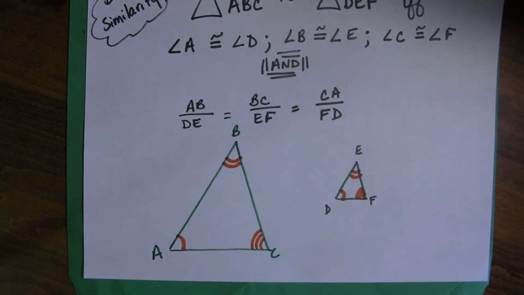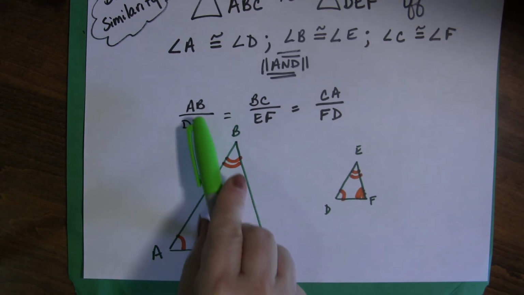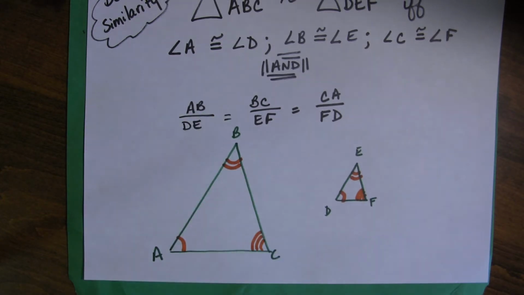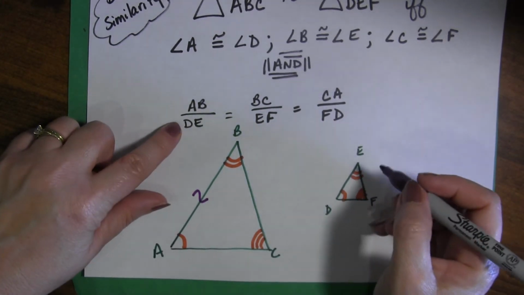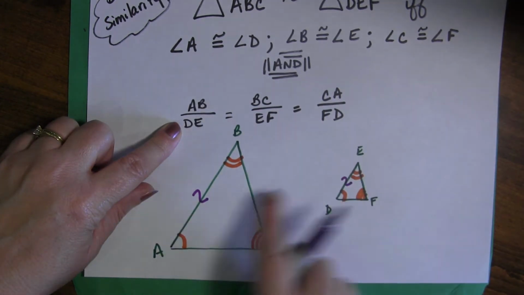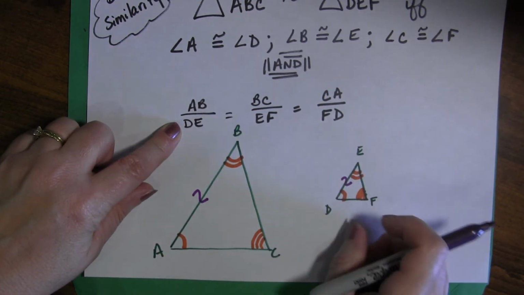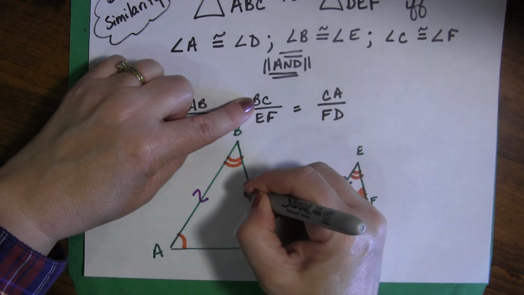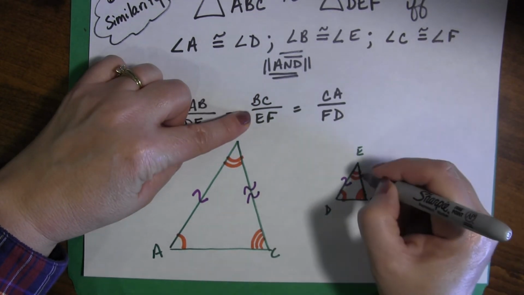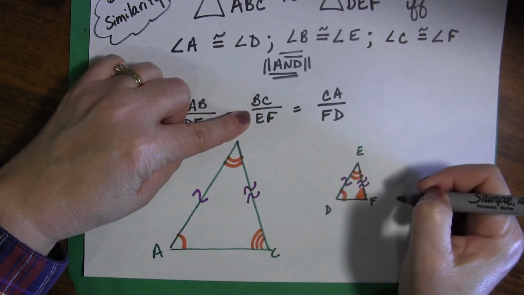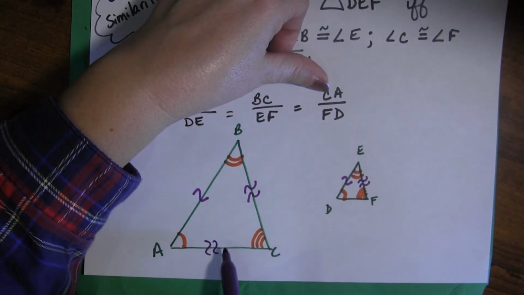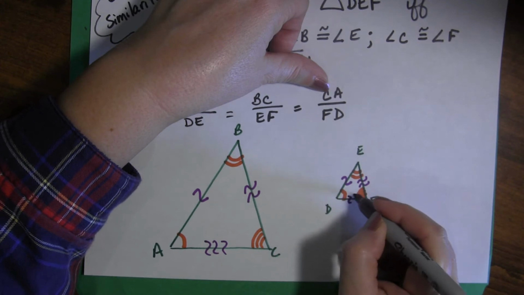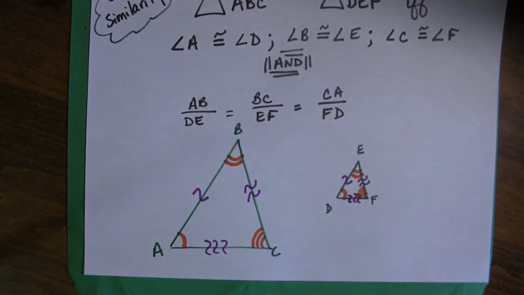The second thing that we know, or that has to be true, is that these sides have to be proportional. So AB over DE, so AB divided by DE, has to be the same number as BC over EF. And that has to be the same number as CA over FD, right?